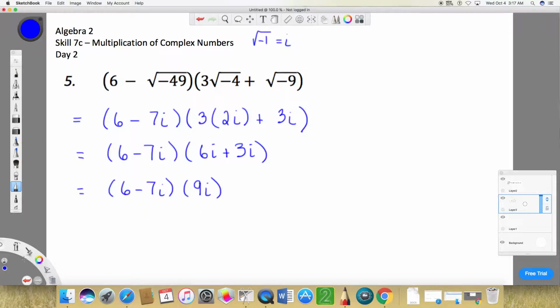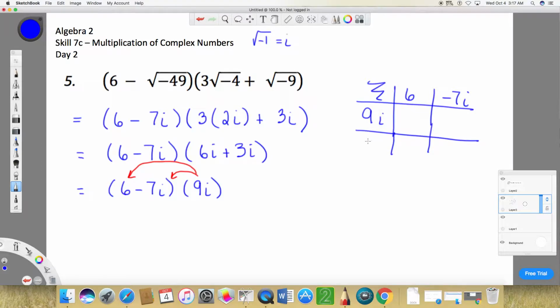And now all I have to do is the distributive property. I don't have to create a table because if you do, your table is just a 1 by 2. I suppose if you insisted on making a table, write 9i, and then you've got 6 minus 7i. You know, if you want your table to be like our tic-tac-toe board, put a 0 here because you've really got 0 plus 9i.